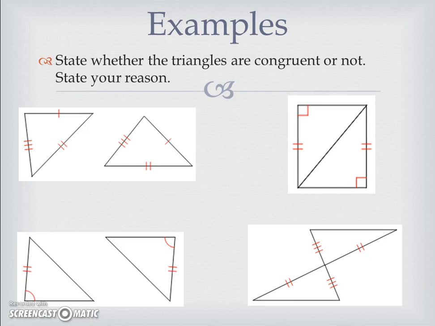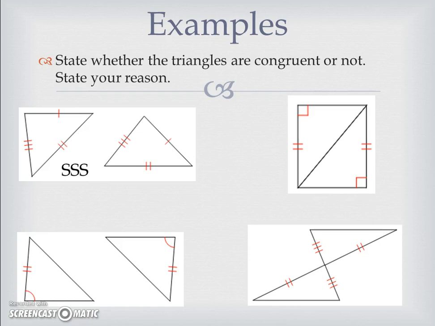So how do we use these? Well, the question here states, are the triangles congruent? If they are, state your reason. The first one, the triangles are congruent because we have three pairs of sides. So that would be side-side-side. You don't actually write that it is congruent. Side-side-side automatically assumes that.